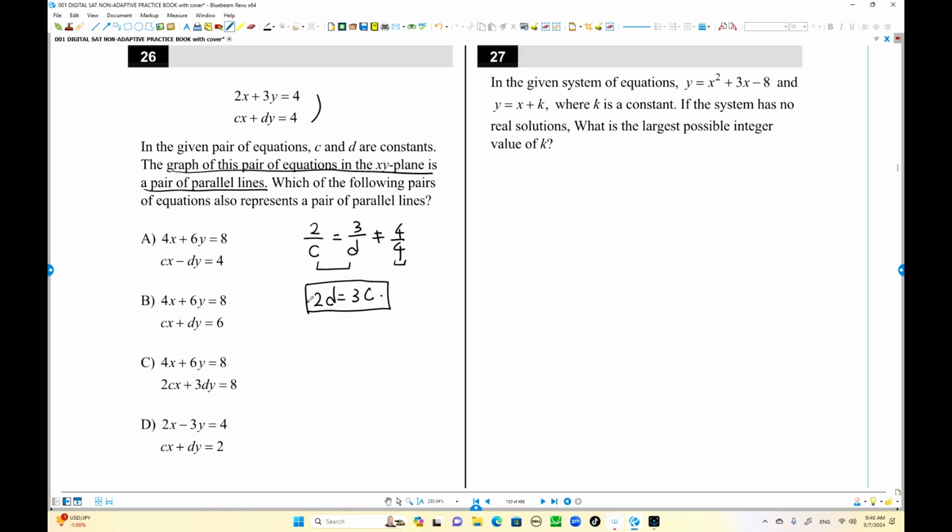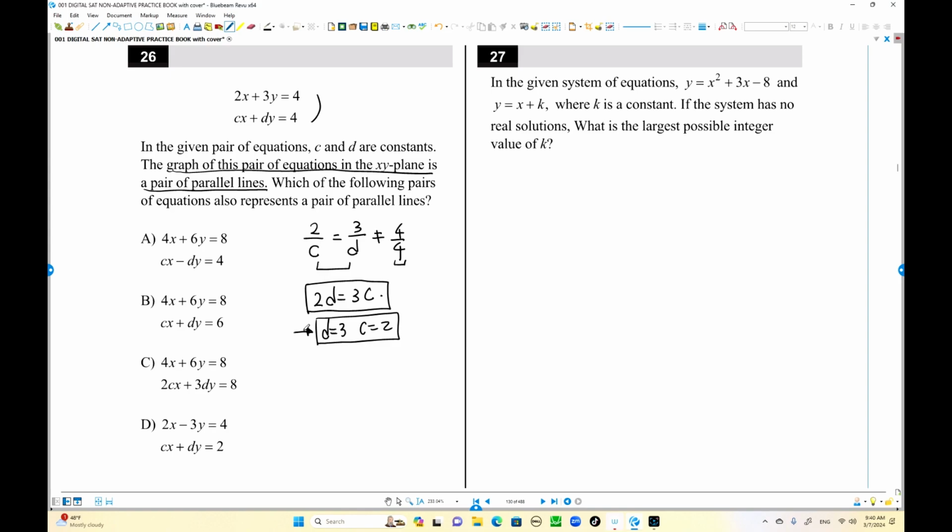And also, using this one, you can utilize some specific numbers. Maybe d equals 3, c equals 2, right? So 2 times 3 equals 3 times 2. You can use this number too. One of the special value, okay? Now try the next one.